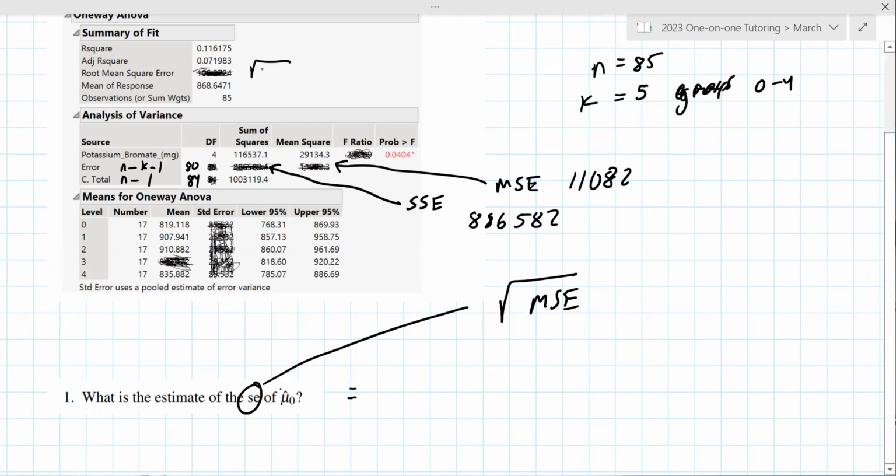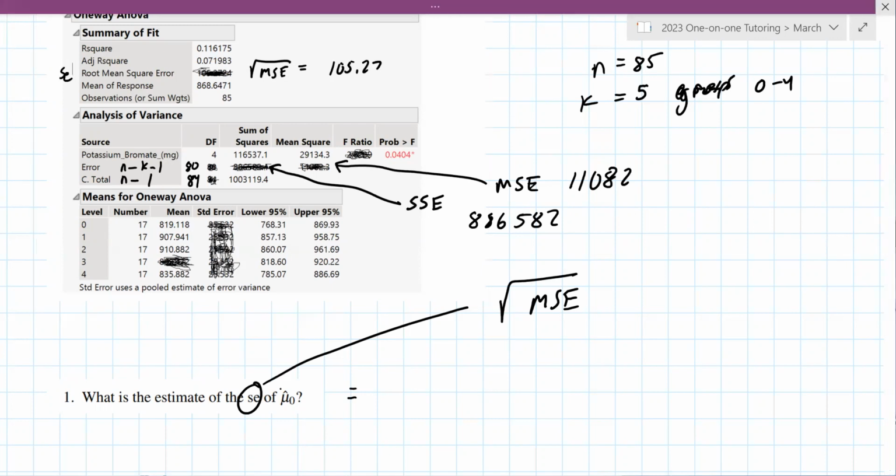So the square root of the MSE is 105.27. Okay, so that's it for S. S is just the square root of MSE. It's this number in the table here. Okay, that's it for number 1.